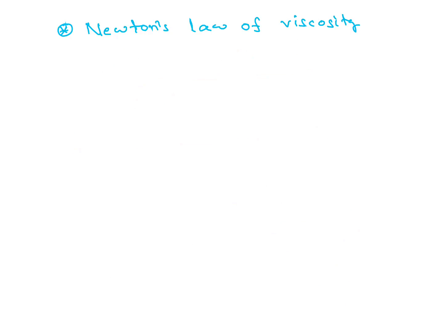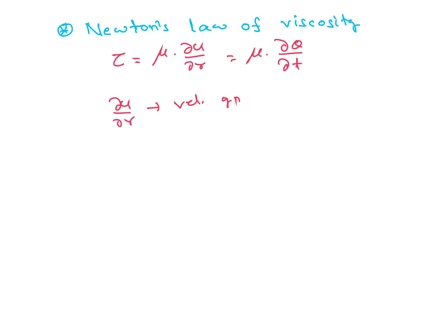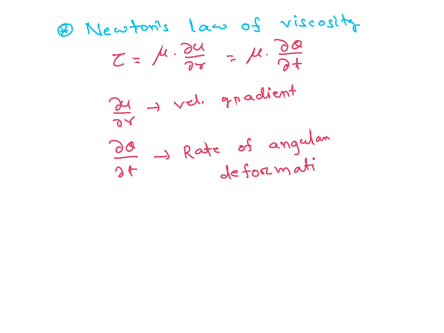Then Newton's law of viscosity, this is also important. For theory and problem, both they can ask. Tau equal to mu du by dy. Theory questions they may also ask. du by dy is the velocity gradient. d theta by dt is the rate of change of angular deformation, or rate of shear strain, both are important.